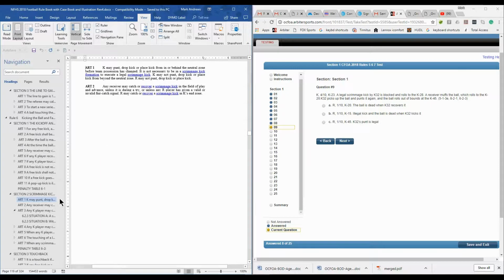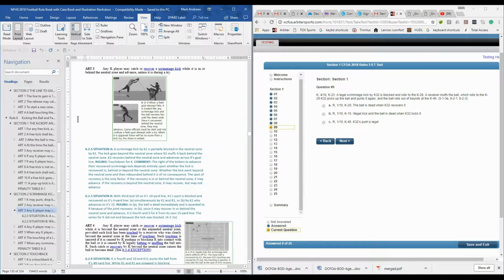Nothing real earth-shattering there. 6-2-3 says any K player may catch or recover a scrimmage kick while it is in or behind the neutral zone and advance, unless it's during a try. So K32 at this point, he definitely can pick that ball up, and what can he do with it?